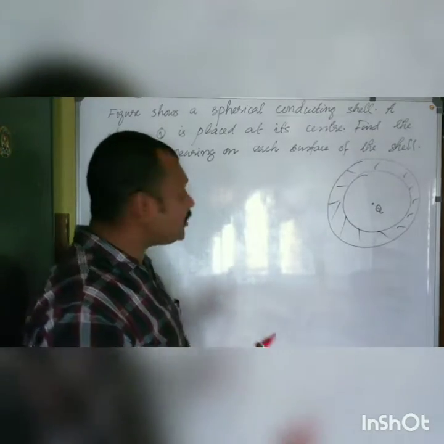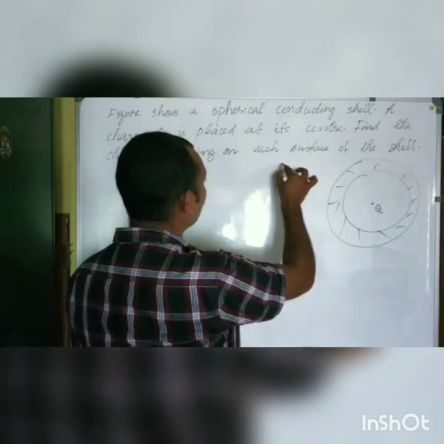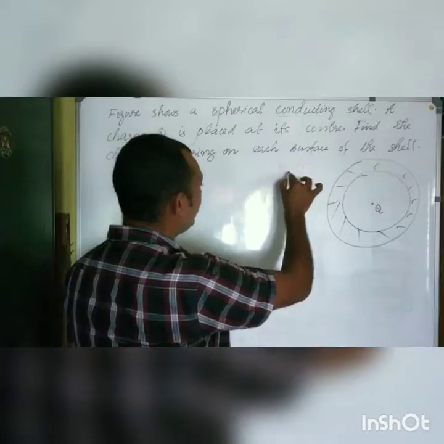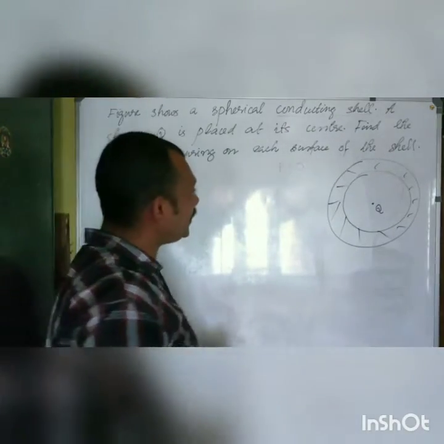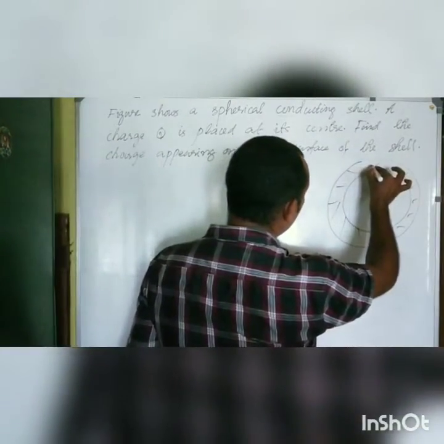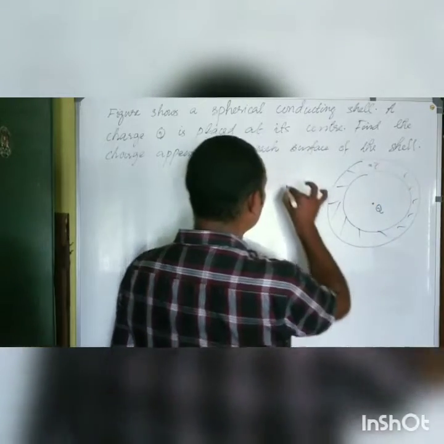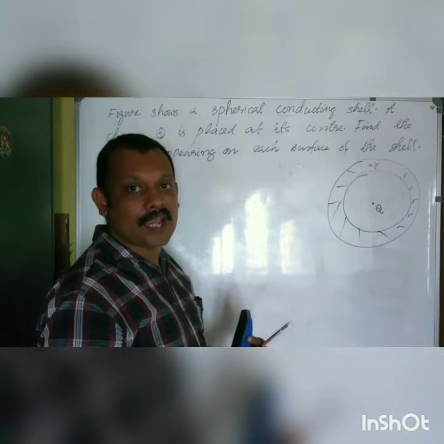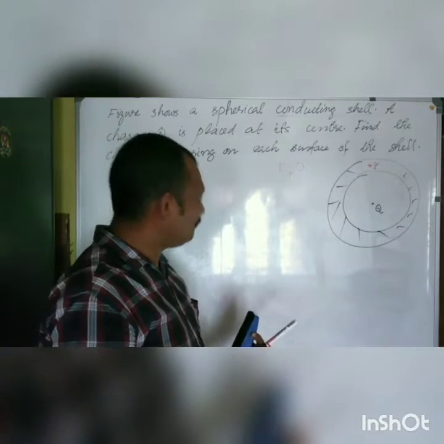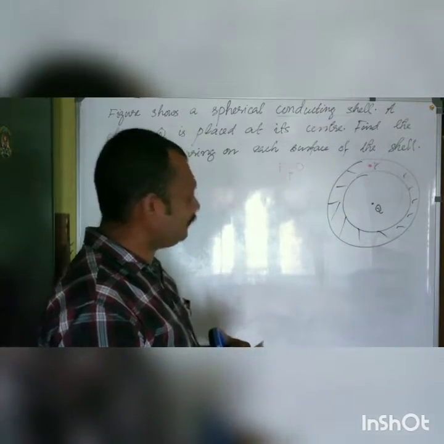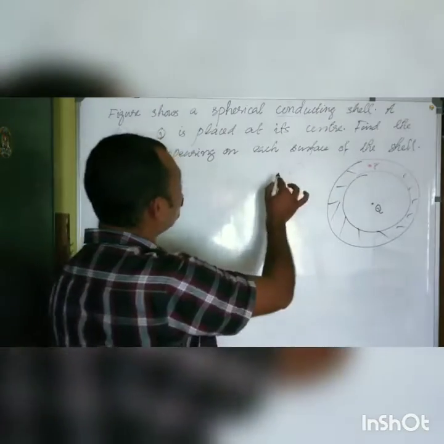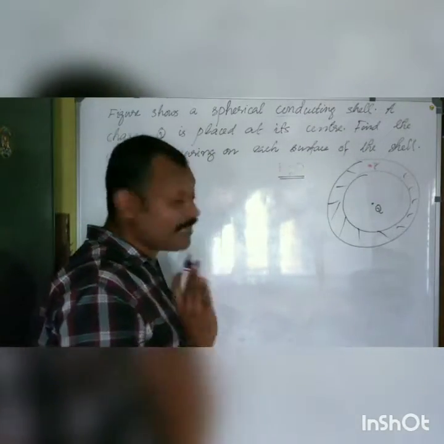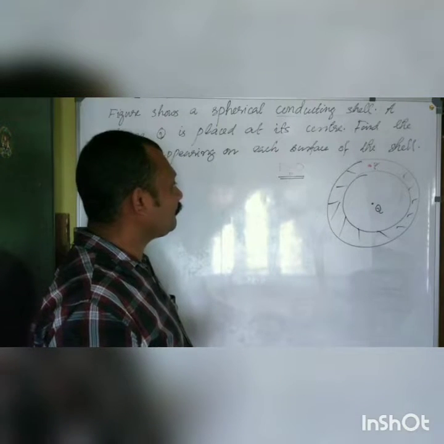The idea that will come into my mind is the electrostatic field is zero inside a conductor. I'm going to take a point P inside this conductor. Straight away I can say the electrostatic field at a point P inside the conductor is equal to 0. This is what you have to understand inside a conductor. Very, very important point.